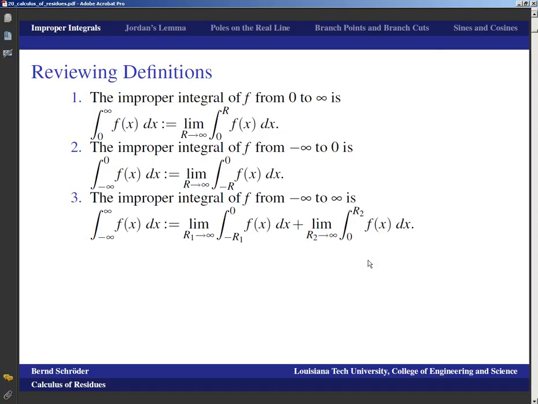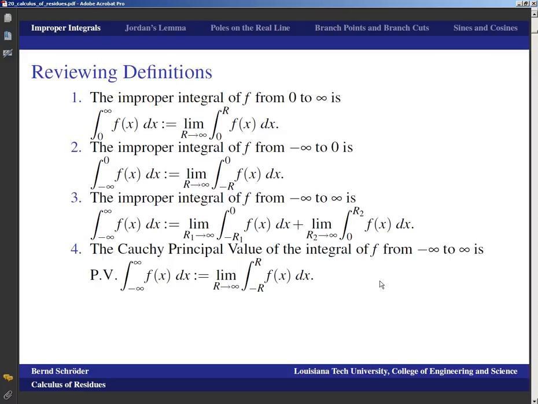Now, what's very important about this definition is that both these improper integrals from negative infinity to 0 and from 0 to infinity must exist separately. That means we cannot have any cross cancellations from stuff on the left side of the y-axis with stuff on the right side of the y-axis. And that is important because there is another notion of integration, which is the Cauchy principal value of the integral from negative infinity to infinity. And we will denote that as PV integral from negative infinity to infinity of f of x dx, which is the limit as R goes to infinity of the integral from negative R to R of f of x dx.